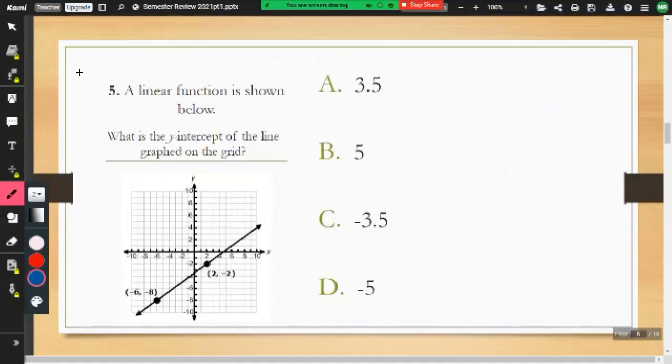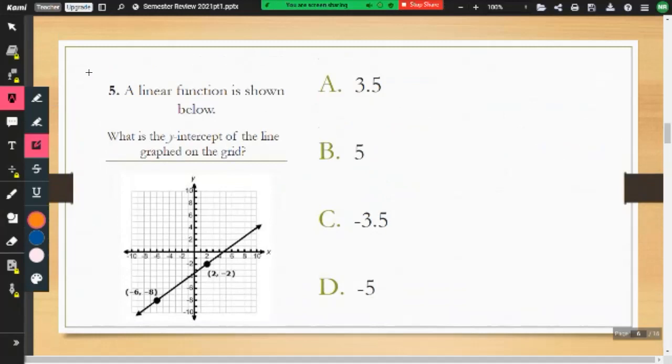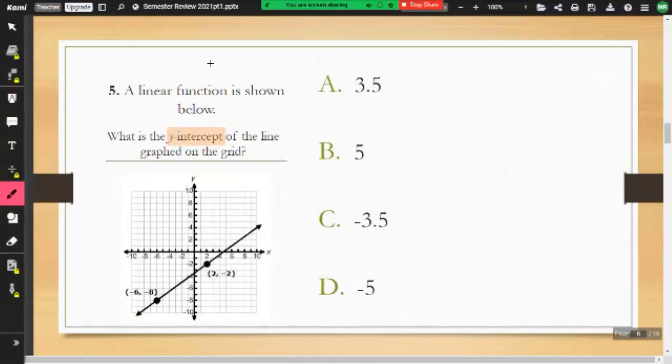I know it asks you on the packet 3 different things, but the actual question is, what is the y-intercept? What did y'all get as the y-intercept? So is it A? Negative 3.5. So it's C.